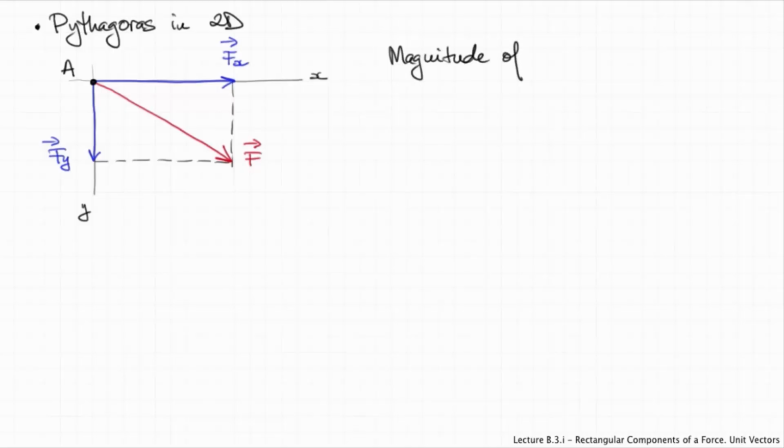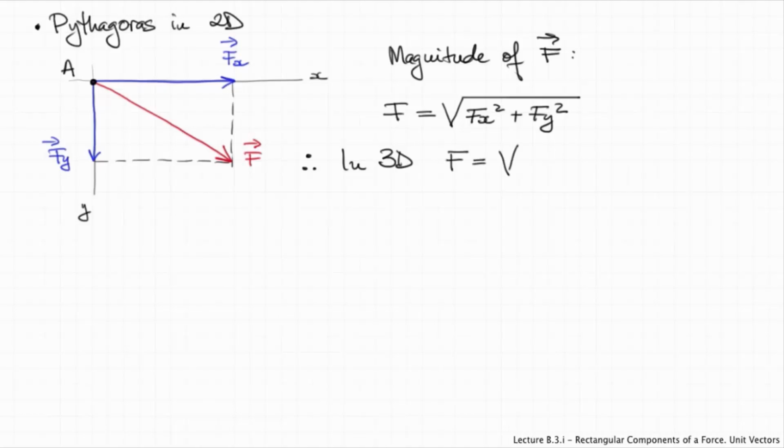Then by applying Pythagoras, we can easily calculate the magnitude of F as equal to the square root of the sum of the squares of the magnitudes of the components of F. And then we can generalize and express the magnitude of F in 3 dimensions by adding the squared component along z under the square root.